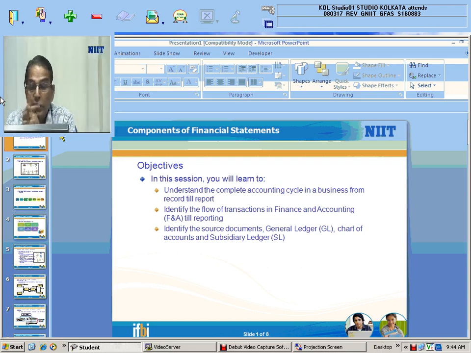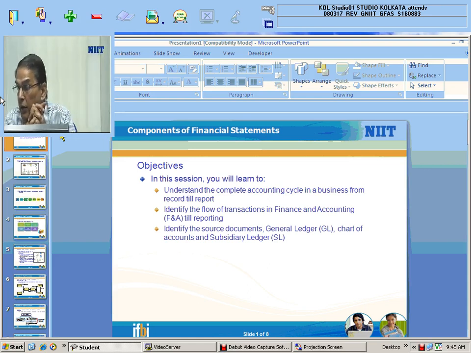We'll try to first understand what is the complete accounting cycle in a business from record till report. Record till report, that means recording of the transactions on a day-to-day basis, and finally preparing the financial statements or reporting the financial performance of the business. So what is the complete accounting cycle?